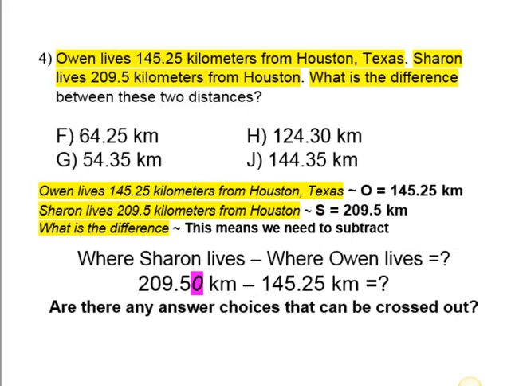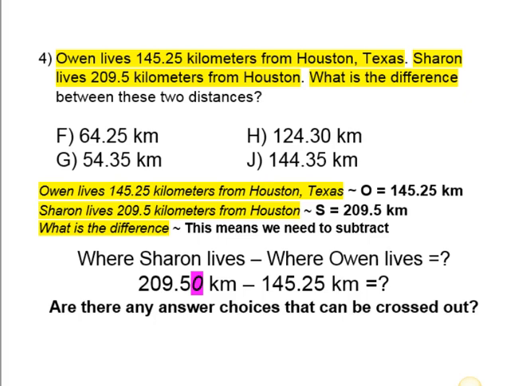So we are going to set up our problem. Where Sharon lives minus where Owen lives is equal to, we don't know. So we know that Sharon lives 209.5 kilometers from Houston, and Owen lives 145.25 kilometers from Houston. And what I did was add that 0, because even though the 5 is in the tenths place, anything after that can be a 0. Okay, so in order to line up our decimals and make sure that we come up with the right answer, we put the 0.